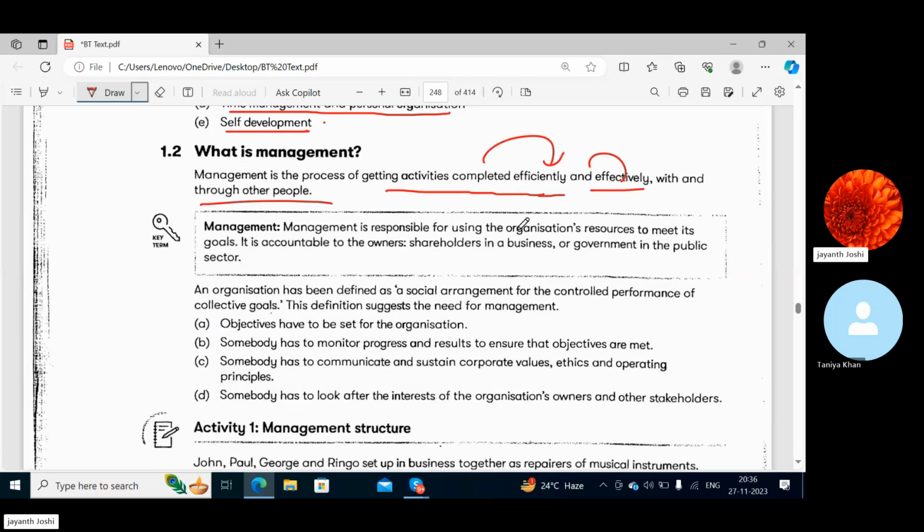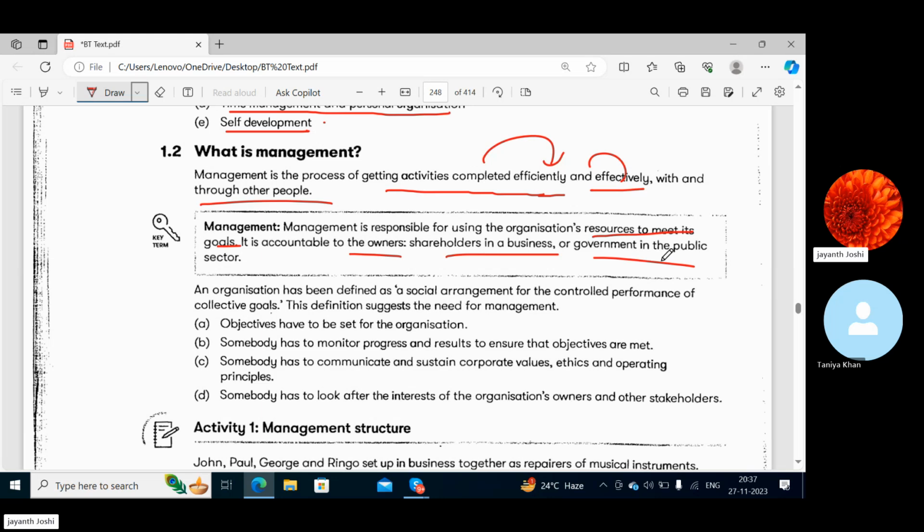Management is responsible for using the organization's resources to meet its goals. It is accountable to the owners, shareholders in business or government in public sector, because they have been given the opportunity to run the affairs of the company. So everyone will ask them what you have done. Because they're paid for that, and the owners appoint the managers in that business for what purpose? To get the things done efficiently and effectively for what they are known to do. So henceforth, they are only accountable and they will be asked at any point of time.